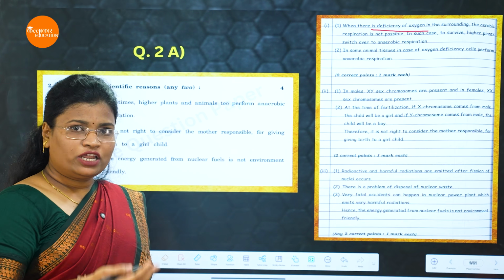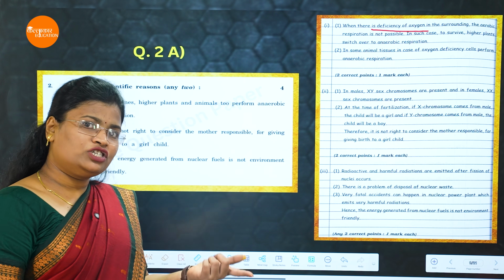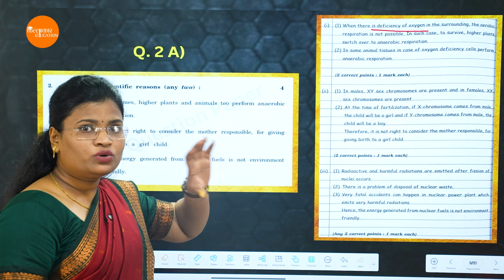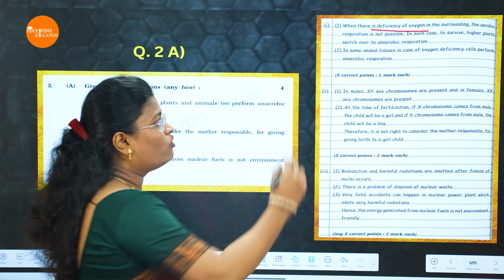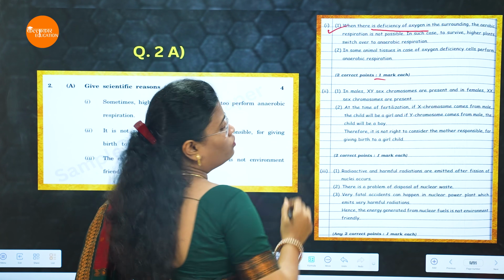Why are they performing anaerobic respiration? Because there is a deficiency of oxygen. So you have to include that content in the first point. For this you will get 1 mark.